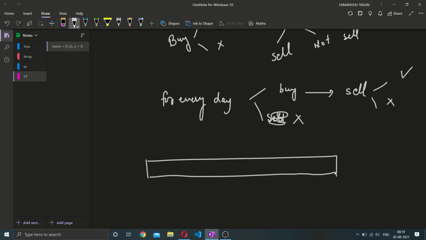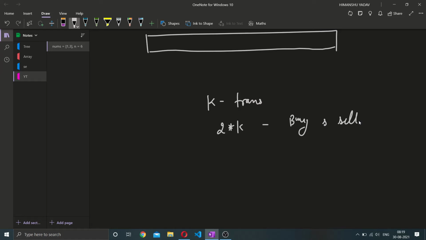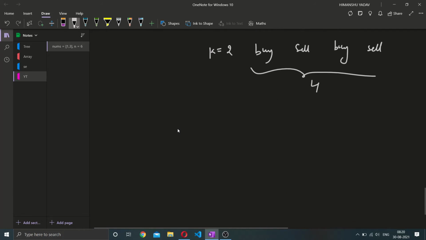What we can do is, if we have k transactions, we can make 2k transactions of buy and sell. For k equals 2 transactions, we can buy, sell, buy and sell. So there are 4 transactions we have to do. So if we are given k equals 2, and our array is similar to, let's say, this.